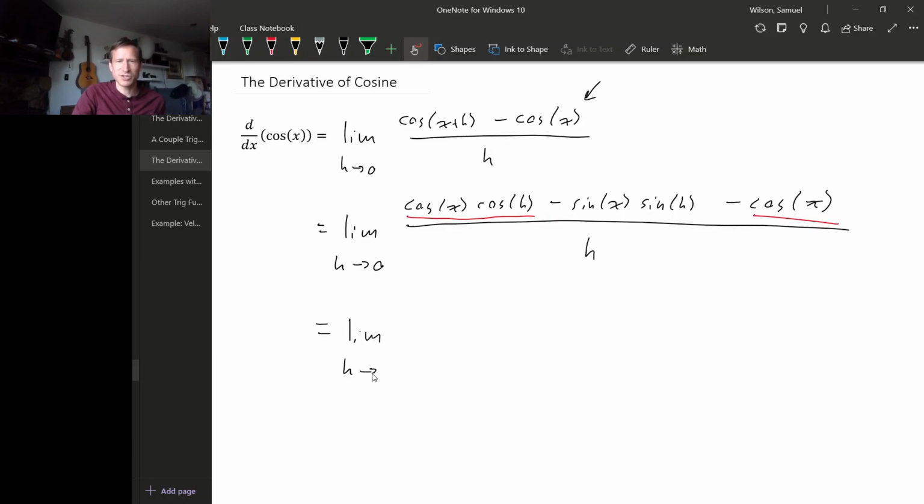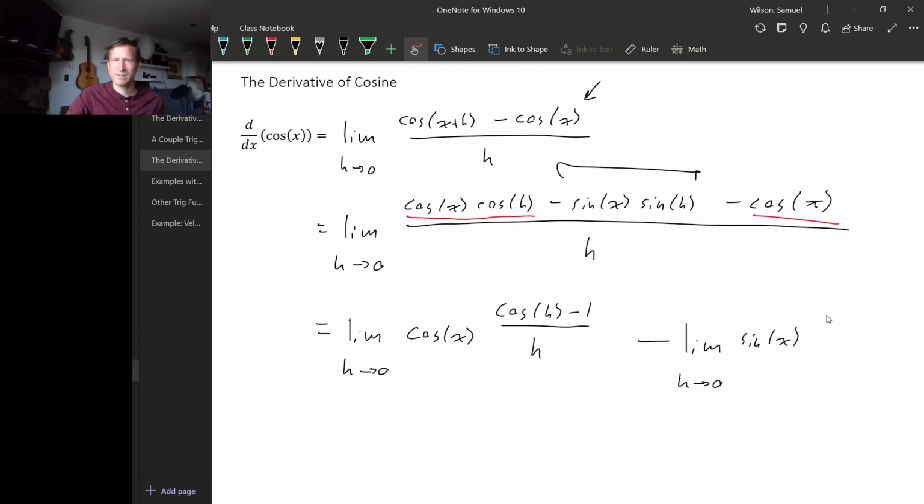So limit as h goes to 0. So from these two pieces we can factor out a cosine x and that leaves cosine h minus 1 over h, and then minus, now we need this piece, minus limit as h goes to 0 of sine of x times sine of h over h. Now you can see we're getting exactly the same two limits as we did before, but the stuff around them is a little bit different.